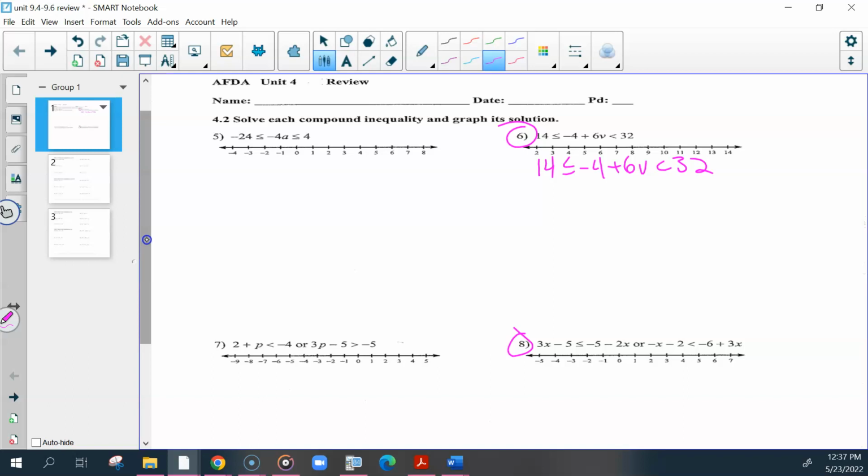With these, everything is in between two inequality symbols. So that means this is an inequality. To solve these inequalities, whatever we do, we have to do to everything at the same time. So we're going to add 4 to the middle and the sides. So we get 18 is less than or equal to 6b, which is less than 36.